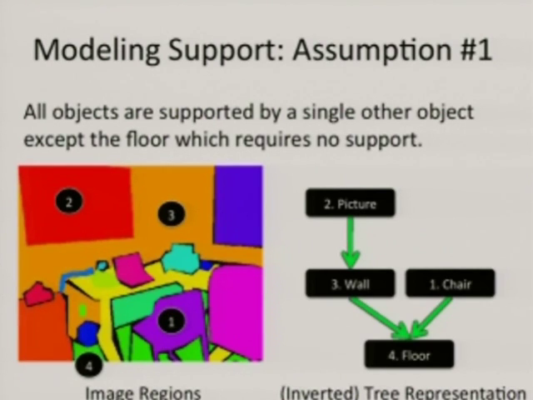Okay, so the first assumption we're going to make is that each object is supported by a single other object in the world. An object can't be supported by two separate things. It can only be supported by one thing. The one exception to this is the floor. The floor isn't supported by anything and can support multiple objects on top of it.